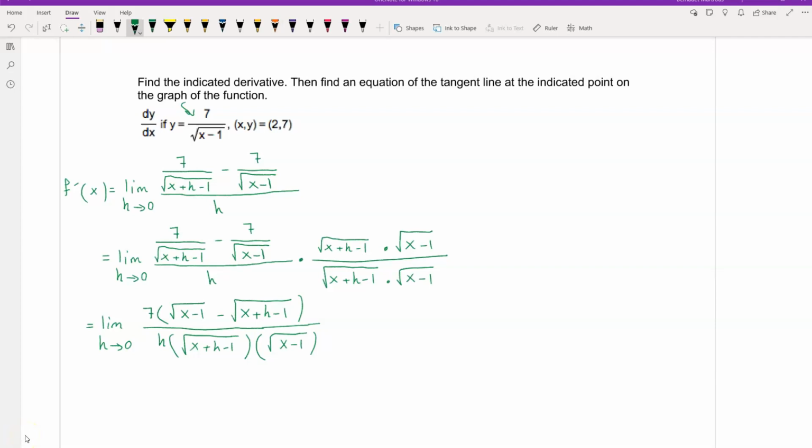Now multiply both numerator and denominator by the conjugate. Here we have subtraction, instead I will use addition. So the square root of x minus 1 plus the square root of x plus h minus 1.